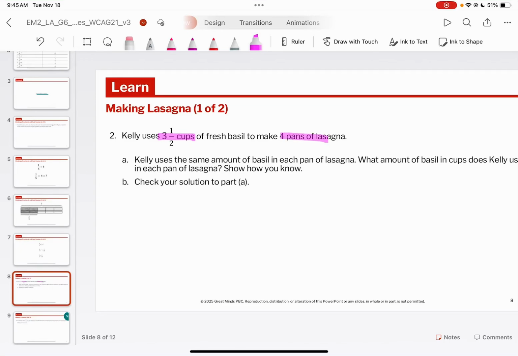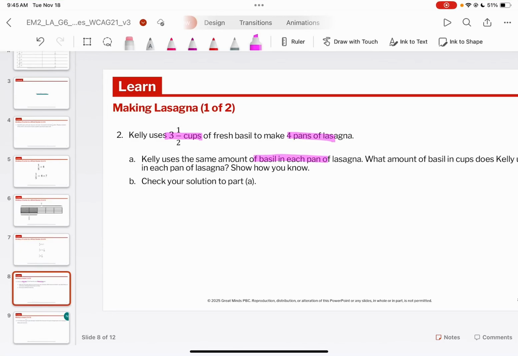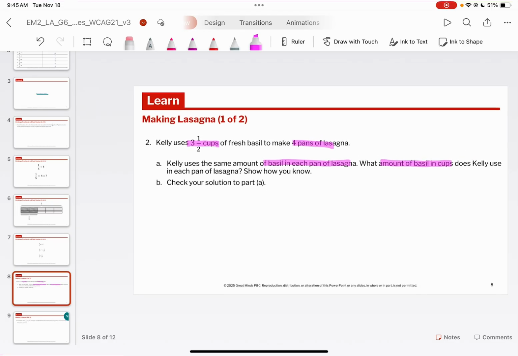Lasagna. Kelly uses the same amount of basil in each pan of lasagna. What amount of basil in cups does Kelly use in each pan of lasagna? Show how you know. So remember, does order matter when we divide? Yes. So I need to think, what is coming first?